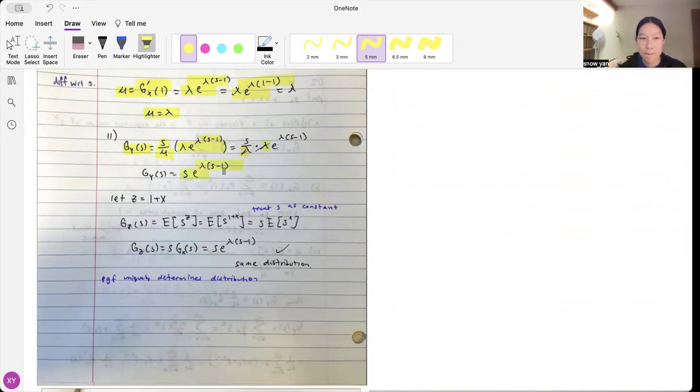So now I'm going to work out what 1 plus X is. I'm just going to set a variable Z that's 1 plus X so that I have a nicer expression and don't have to write 1 plus X. So then it would just be E of s to the 1 plus X. I can treat s as a constant, so I extract it out and it would be s times the expected value of s to the X. So that would just be s times G_X(s). Then I plug in what that is, and I see that it's exactly the same as here. It's equivalent. So it's the same distribution because the PGF uniquely determines the distribution.